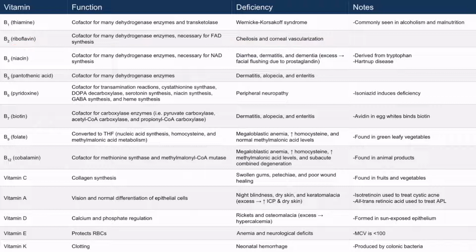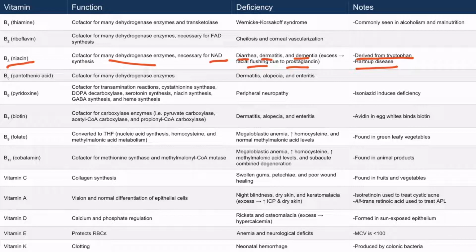Vitamin B3, or niacin, is a necessary cofactor again for many of the dehydrogenase enzymes, and it's also necessary for the synthesis of NAD. The symptoms of niacin deficiency are also known as pellagra, and these can be remembered with the 3 Ds: diarrhea, dermatitis, and dementia. Niacin in excess can cause facial flushing. This is due to prostaglandins. I also mentioned that niacin is derived from tryptophan in the video on amino acid metabolism. Finally, niacin is associated with Hartnup disease.